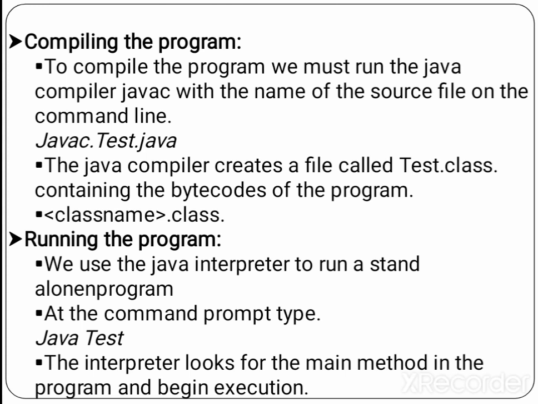Compiling the program. After developing the program, we have to compile. That is done in the command prompt. The Java compiler creates a file called test.class containing the bytecodes of the program. Afterwards, a .class file is created. Running the program, we use the Java interpreter to run a standalone program. At the command prompt, type java test. The interpreter looks for the main method in the program and begins execution.